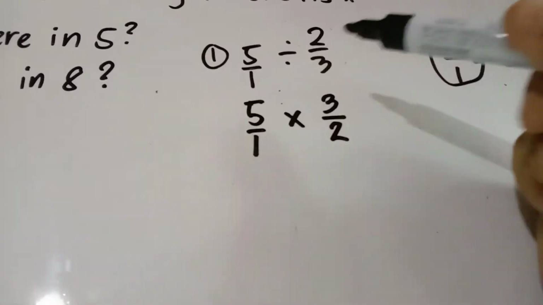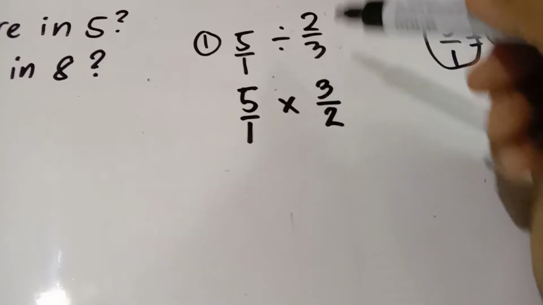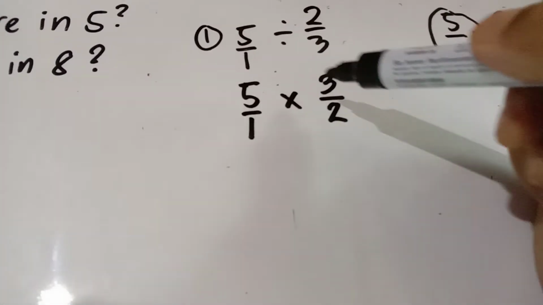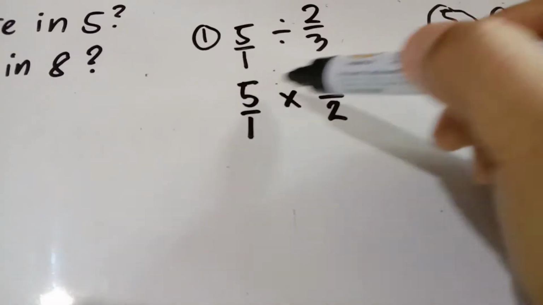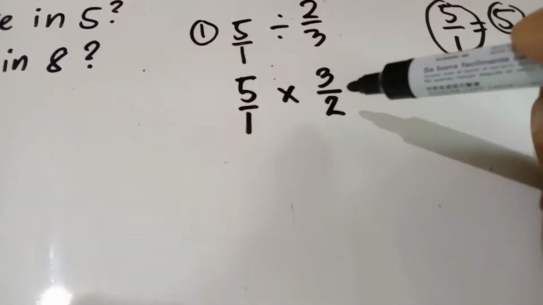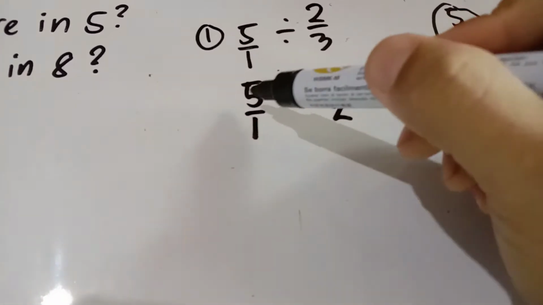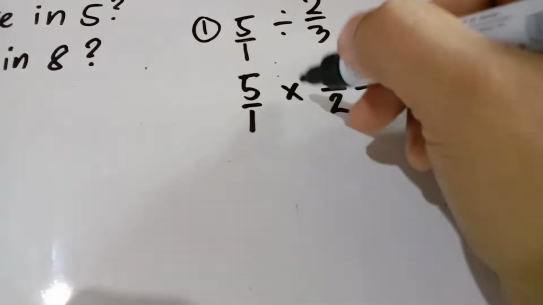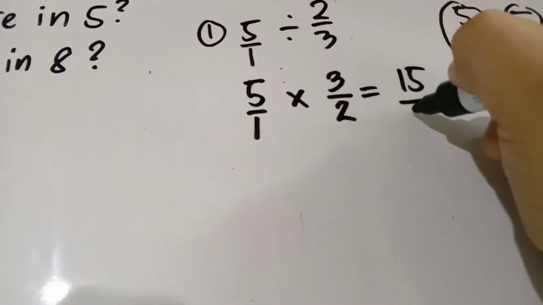So after writing the reciprocal of the divisor, we can now proceed to the next step, which is to multiply the numerators and multiply the denominators. So 5 times 3, that is equal to 15. 1 times 2, that is equal to 2.